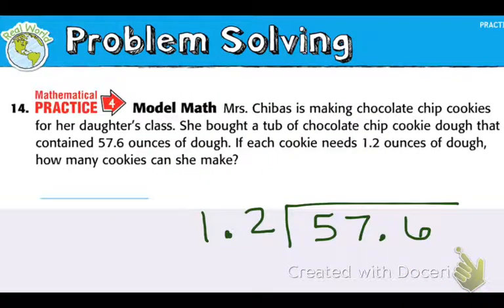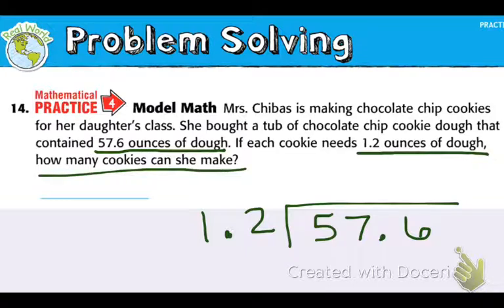Problem solving. Mrs. Chibas is making chocolate chip cookies for her daughter's class. Yummy. She bought a tub of chocolate chip cookie dough that contained 57 and 6 tenths ounces of dough. If each cookie needs 1 and 2 tenths ounces of dough, how many cookies can she make?